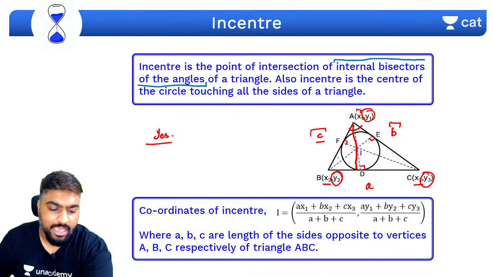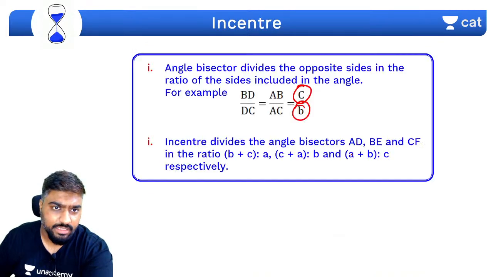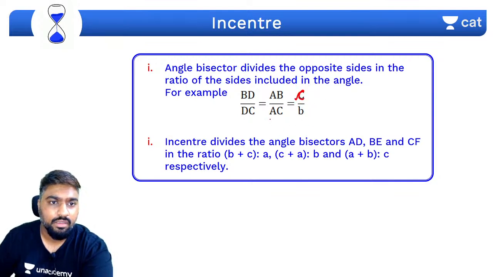You can use the concept of BPT, the basic proportionality theorem. According to the basic proportionality theorem, this is small c, so BD by DC is the same as AB by AC, which is nothing but c by b.